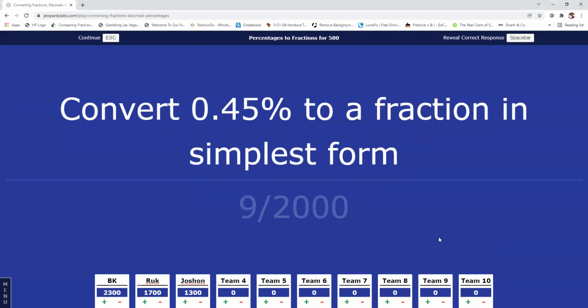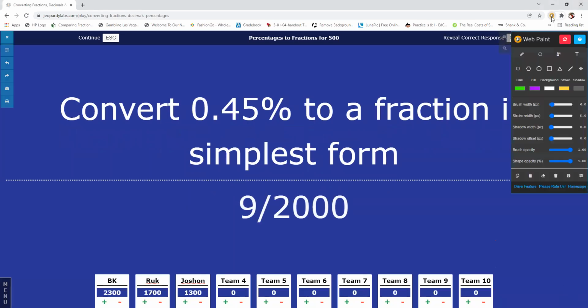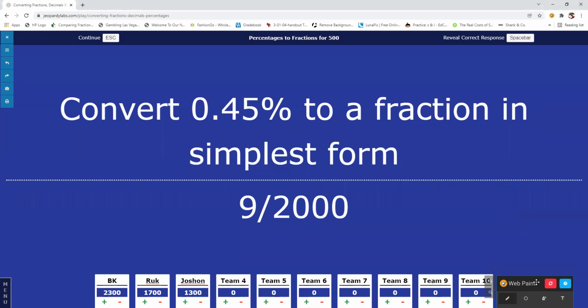All right, and the correct answer is 9/2000. So how did we get to 9/2000? When we go from a percent to a fraction, the first thing we want to do is convert our percent to a decimal. So if we have 0.45%, when you go from a percent to a decimal, you go 2 places to the left. Because we have that empty space there, we have to add a 0 as a placeholder. So that gives us 0.0045.